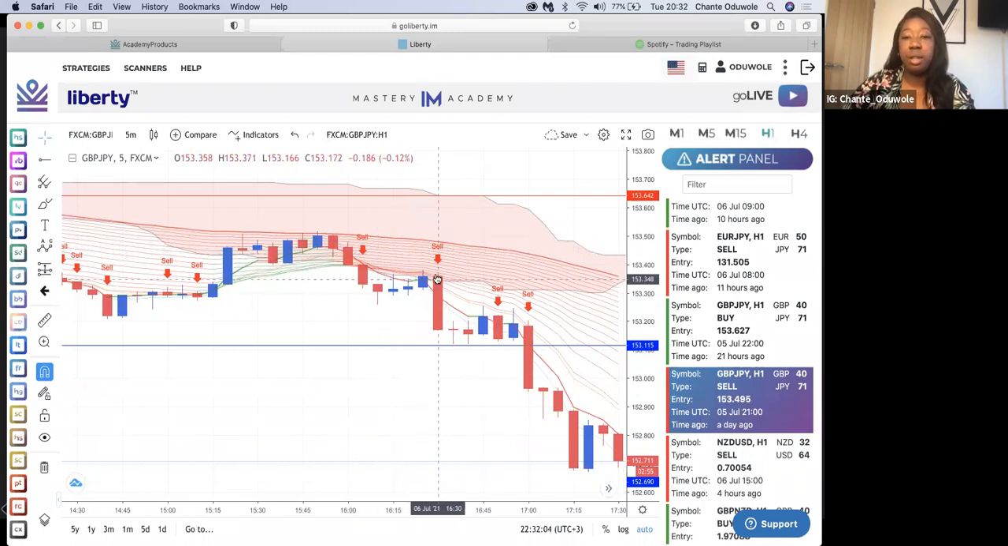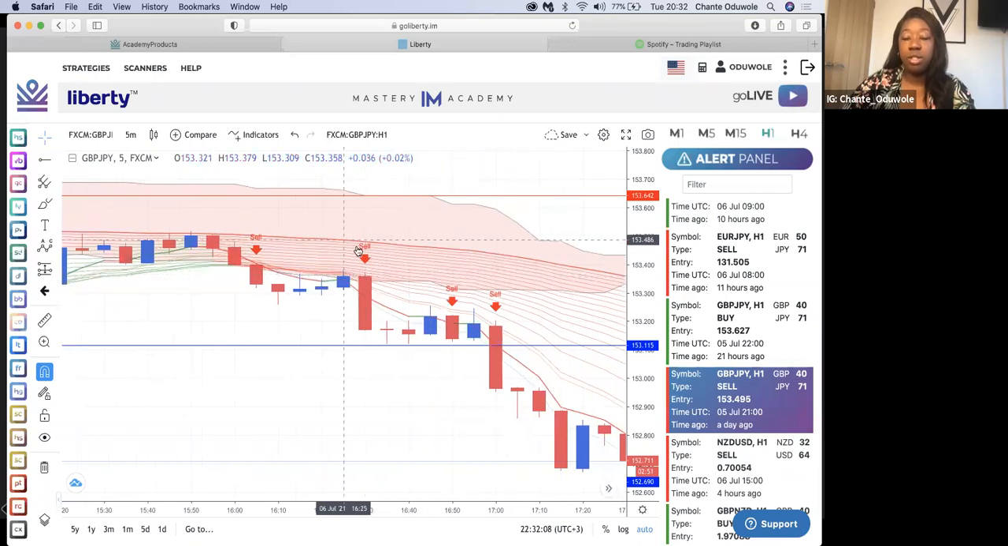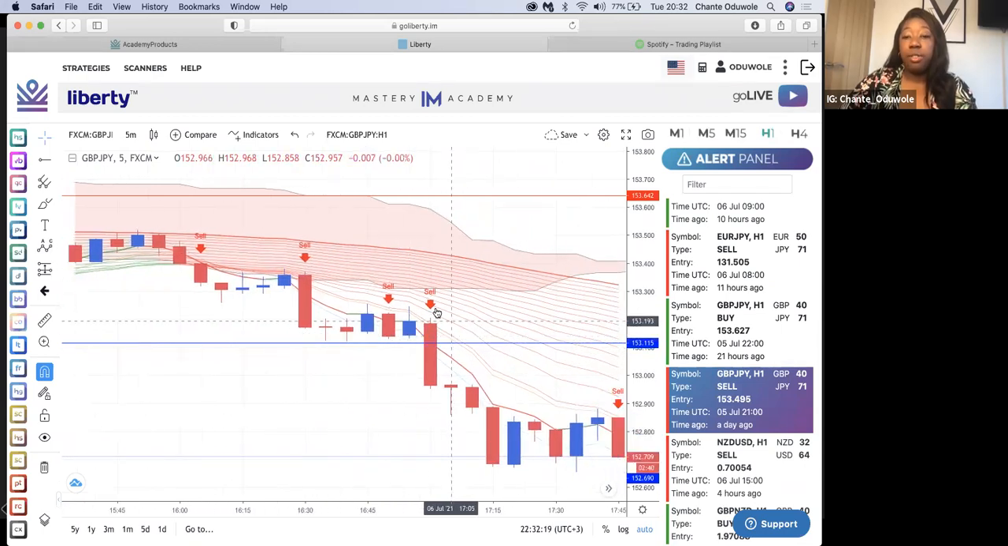So I wouldn't have taken this sell. Why wouldn't I have taken this sell? Well, number one, it's not spread out enough for me to want to take that sell. Also, I can see it's right below or not too far off from this line. Okay, I would have taken it on this one.